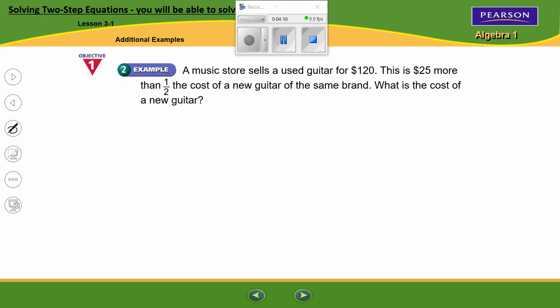Here we have a word problem. I'm going to give you a second to read it while I take a sip of water.